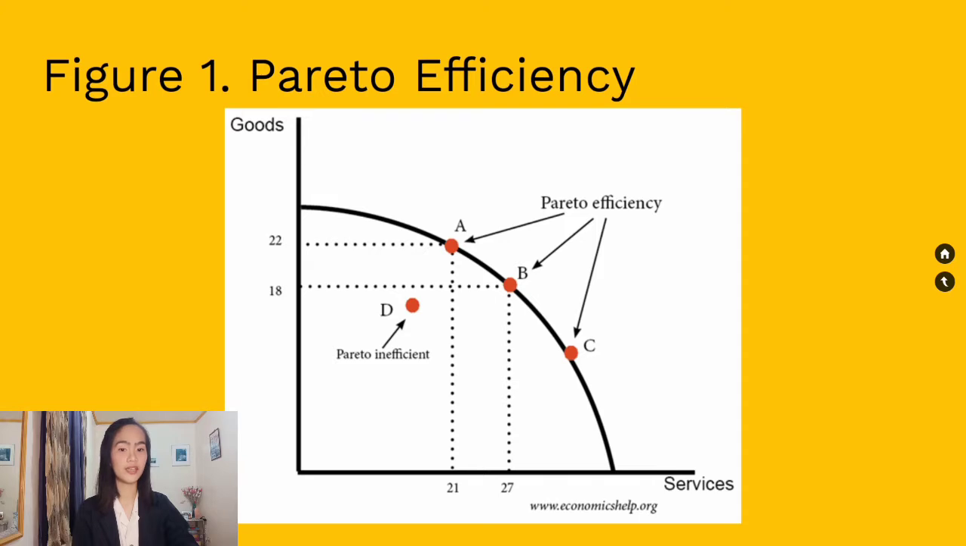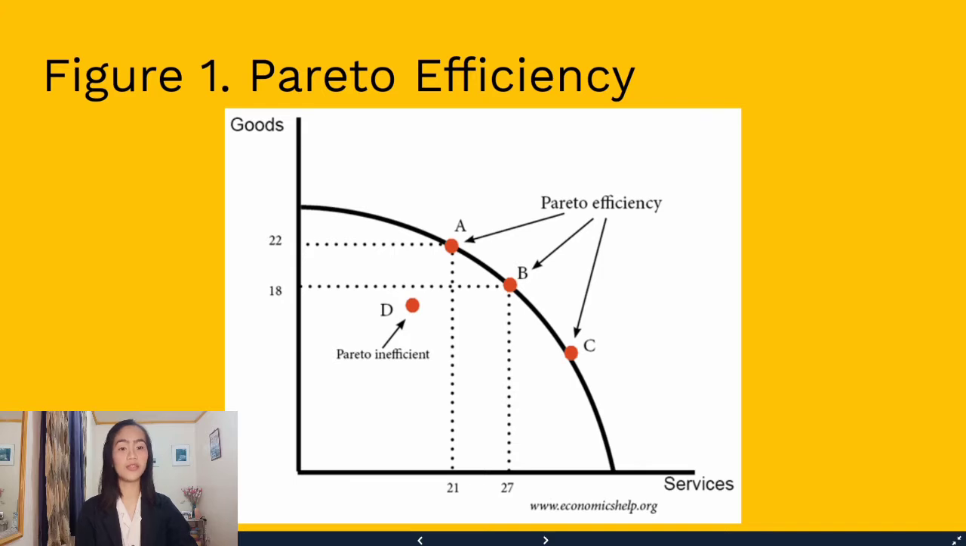Let's go here to the goods and services. Point A has 22 units of goods and 21 units of services, while point B has 18 units of goods and 27 units of services. So it is possible to increase the goods if we sacrifice some of these services. In point B, we have 27 units of services, so we sacrifice 6 units of services, so it becomes 21, so that the goods will increase from 18 to 22.